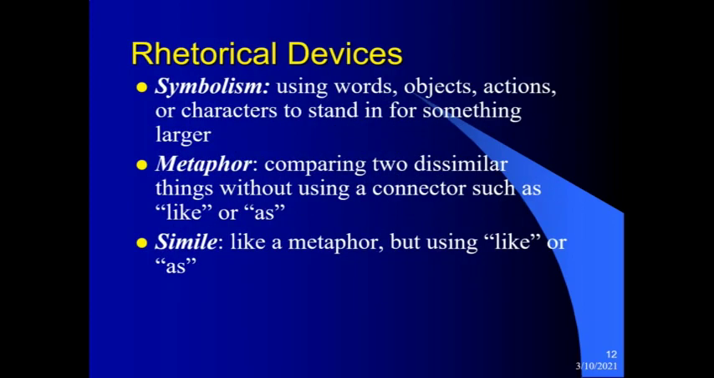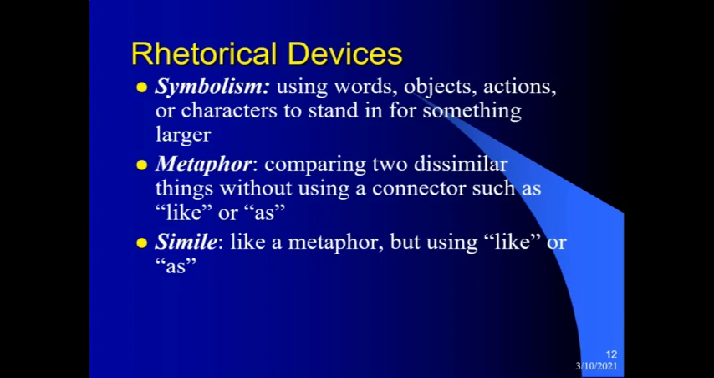In terms of an overall thrust for the paper or for textual evidence, you can look at rhetorical devices. These include symbolism, using words, objects, actions, or characters to stand in for something larger, like that character at the very end of Masque of the Red Death who stands in for the idea of death. You can also look at simile and metaphor.